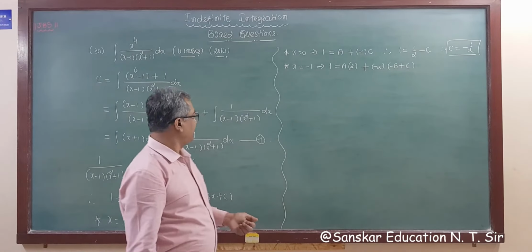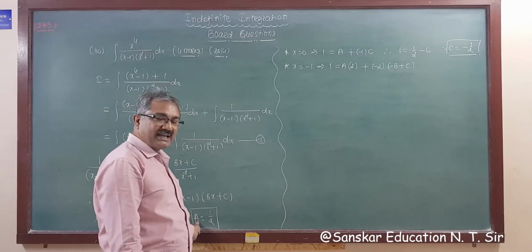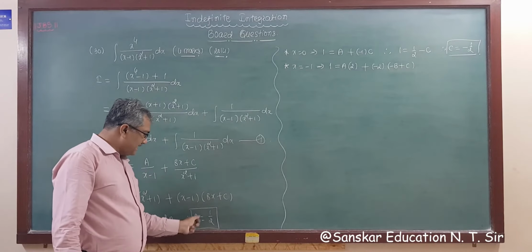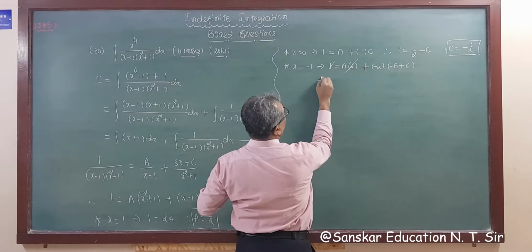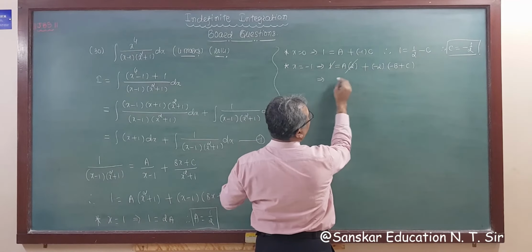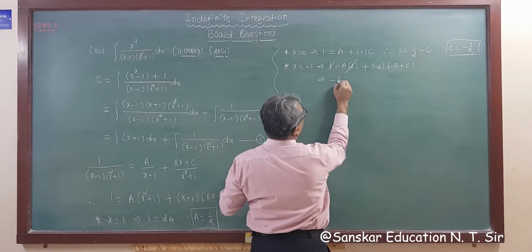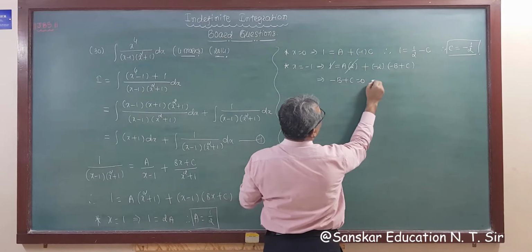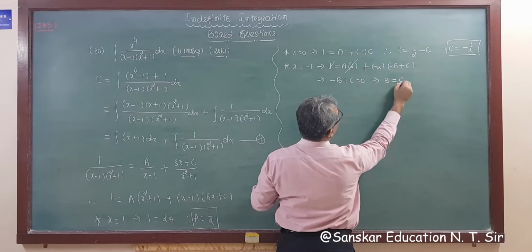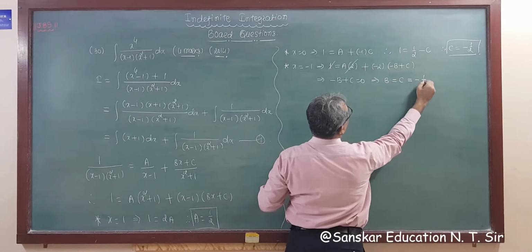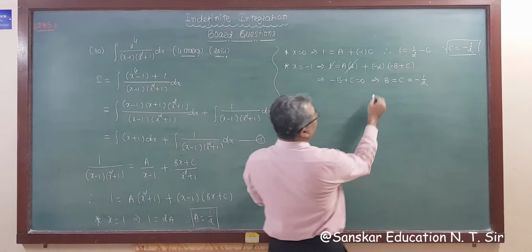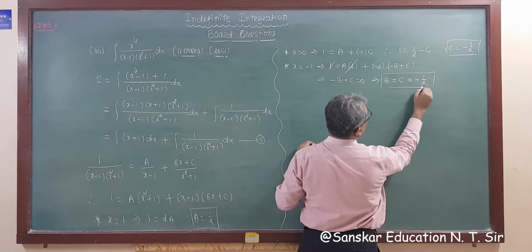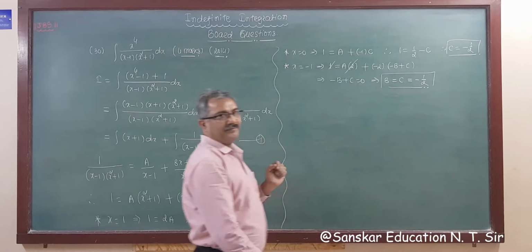Now twice a is 1 because a is half. So twice a is 1. So this 1 cancels, so this will cut. So what we get? Minus b plus c is equal to 0. This implies b is equal to c, and c is minus half. So b is also minus half. Right? So the answer: b and c are the same, that is minus half.